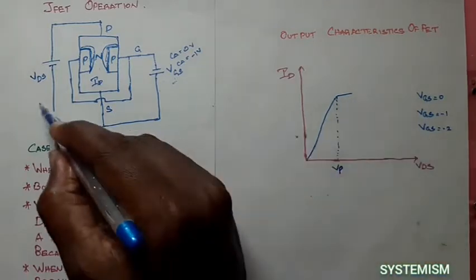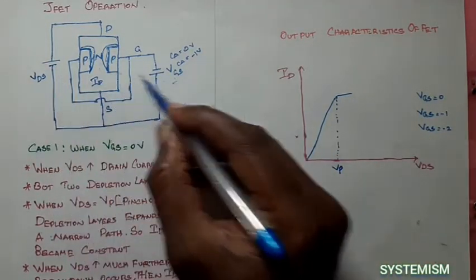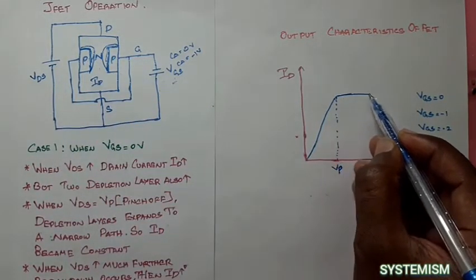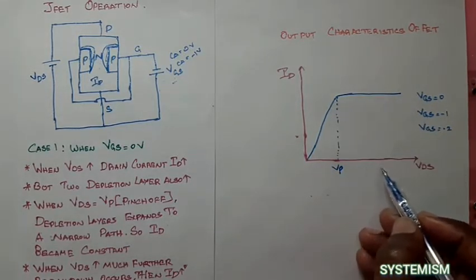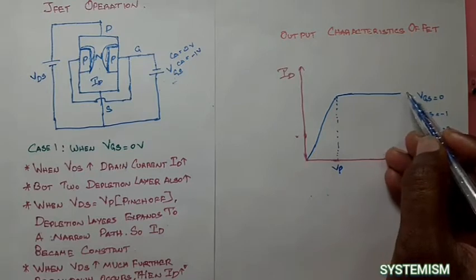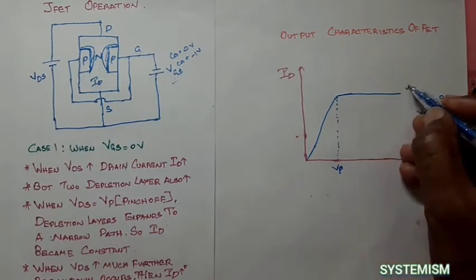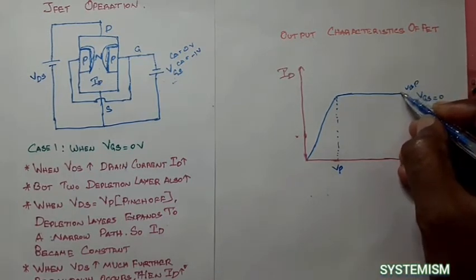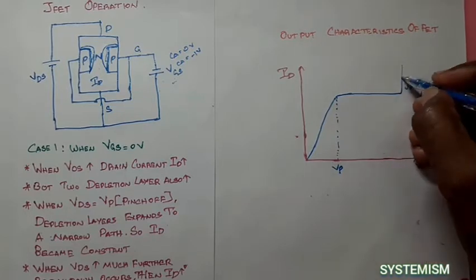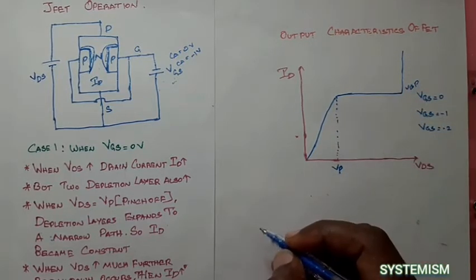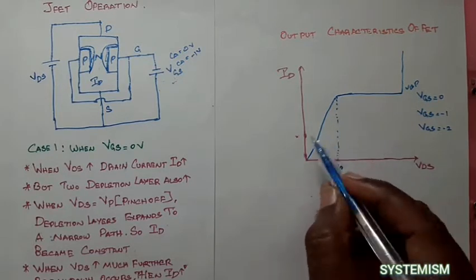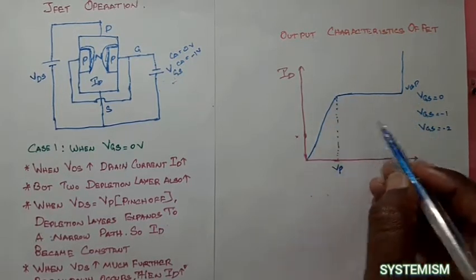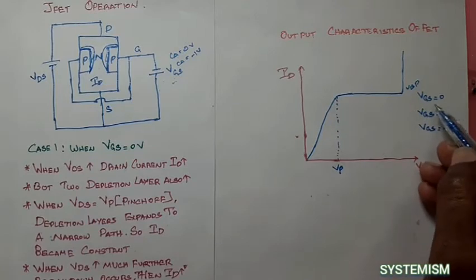After the pinch off voltage, if you apply more and more VDS, the drain current stays constant. If I increase my VDS more and more, after a particular point called the breakdown voltage, V breakdown, the drain current increases drastically. So this is the operation of your JFET, otherwise called the output characteristics of JFET in the case of VGS equal to 0.